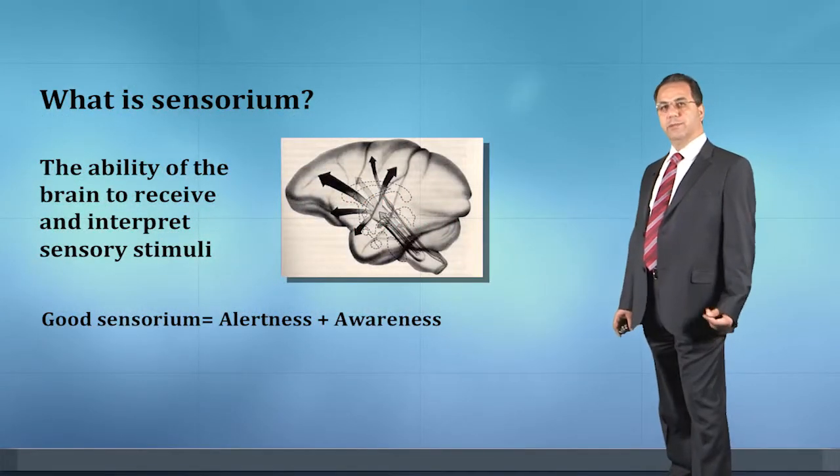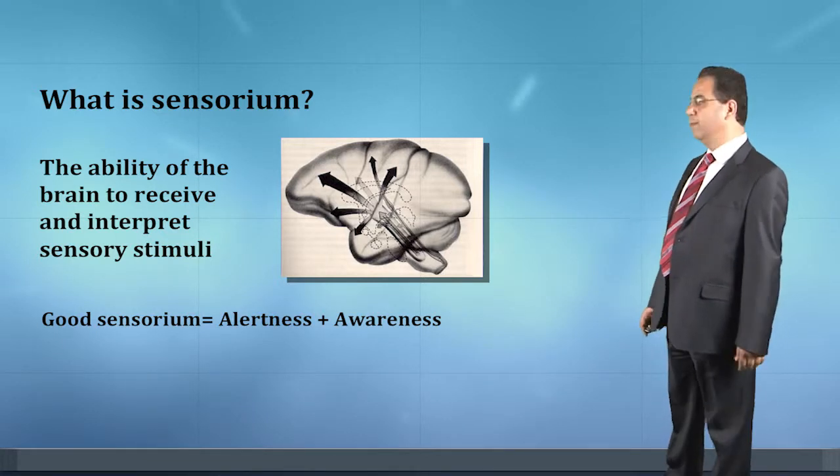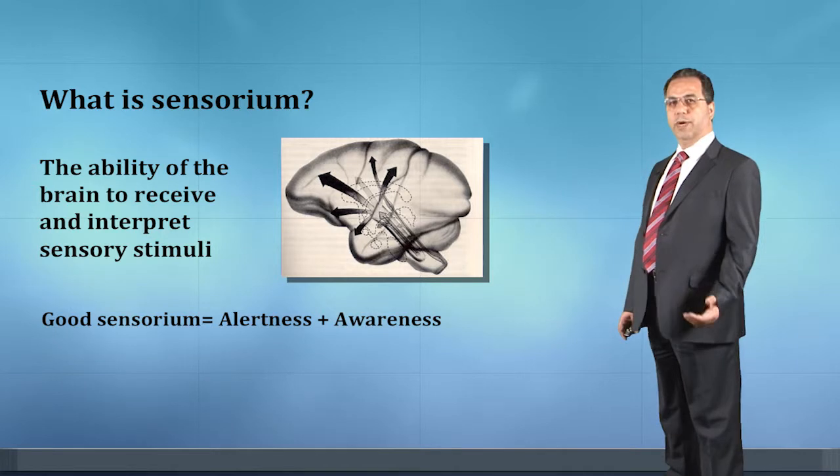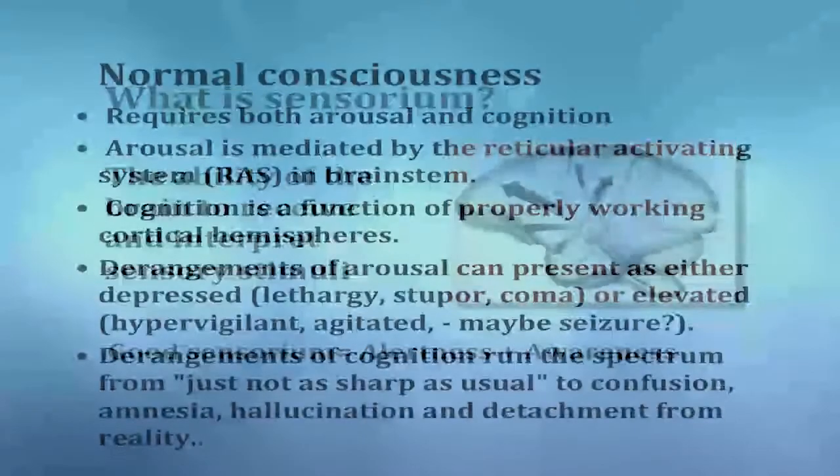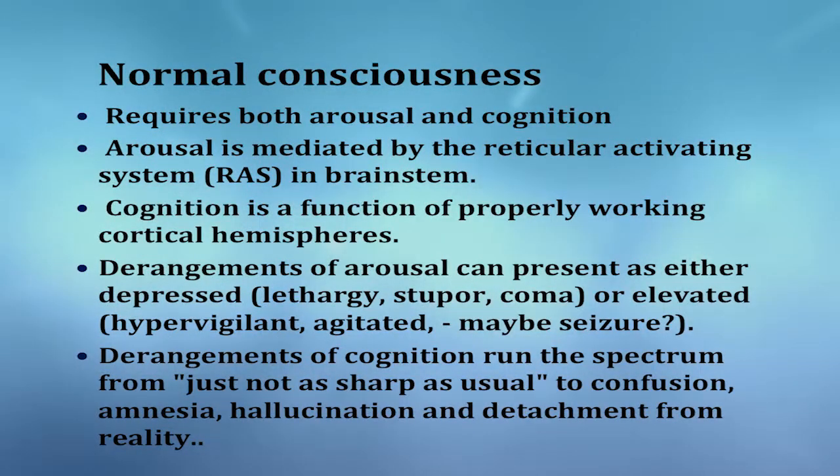Let's start with some simple definitions. What is sensorium? It's basically the ability of your brain to receive and interpret sensory input and stimuli from the environment. A good sensorium requires alertness and awareness. Normal consciousness or sensorium requires, as we just said, arousal and cognition. Arousal is typically mediated by the reticular activating system, which is based in the brainstem, and cognition is a function of both cortical hemispheres bilaterally.